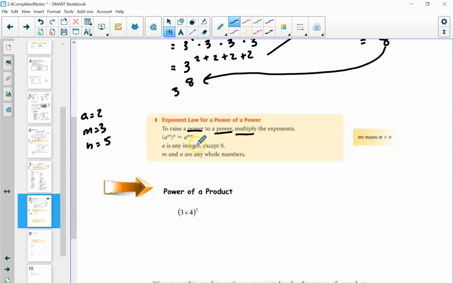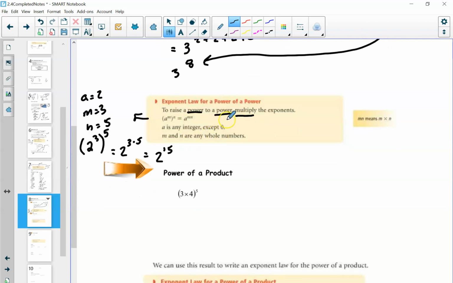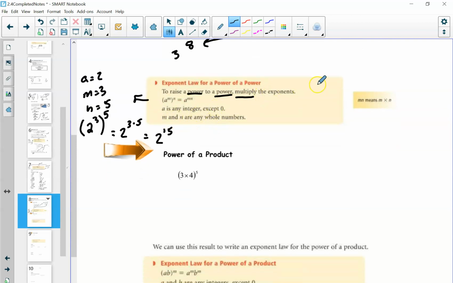So what this would mean would be 2 to the power of m, to the power of 5, equals 2 to the power of 3 times 5, equals 2 to the power of 15. So that's just an example of what that law is saying. Instead of adding the exponents like we would have if we were multiplying things, if we're doing a power of a power, we multiply the exponents. And again, this only works if a is not 0, and that m and n have to be whole numbers.